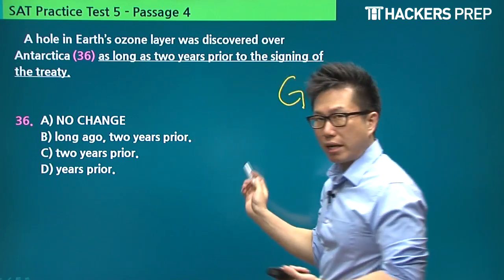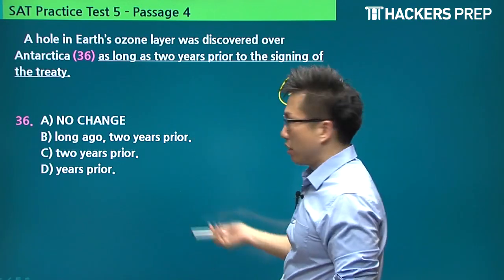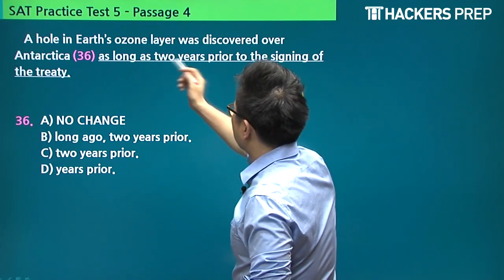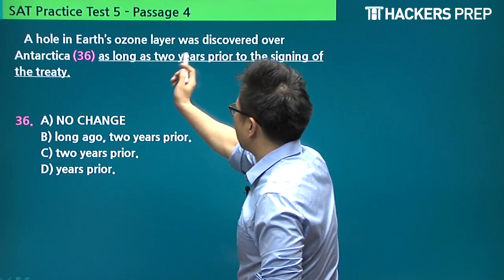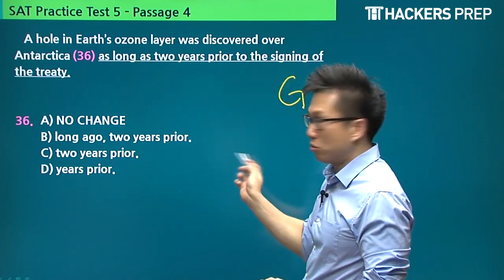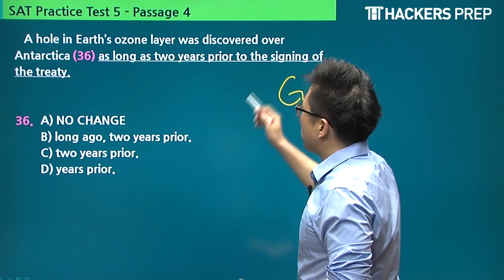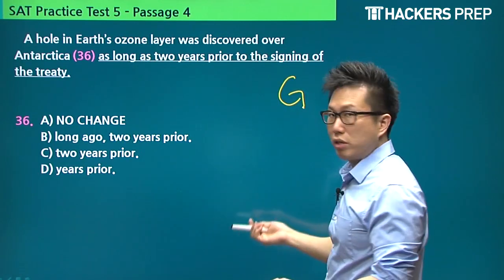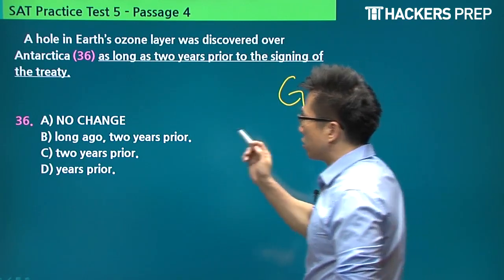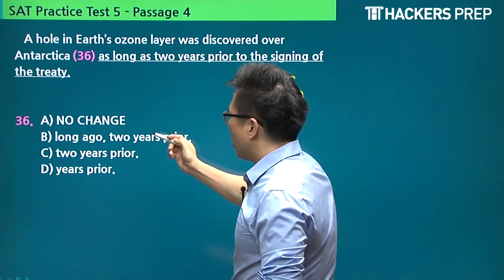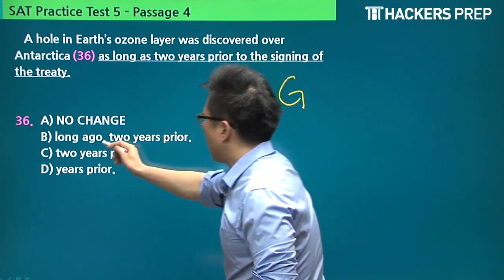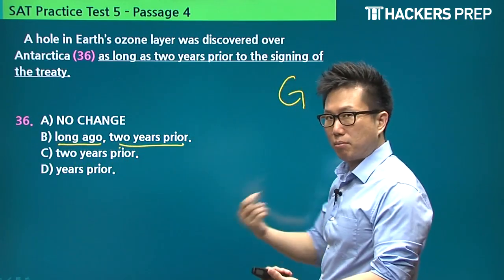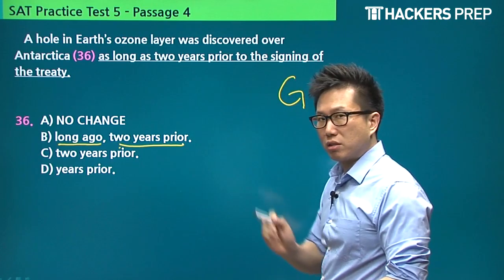Let's consider the other answer choices first before we make our decision. If you think about this idea of 2 years, as long as 2 years, you don't really need to say as long as. You could just say 2 years prior. And the signing of the treaty would not be necessary because we were already talking about the treaty. So let's look at the other answer choices here. Long ago, 2 years prior. Now, having both long ago and 2 years prior is redundant here. They're both talking about time back then, so you shouldn't have both of them in the same sentence.